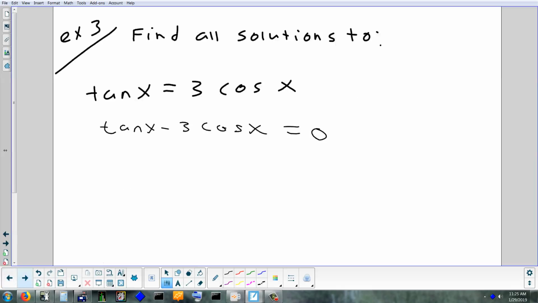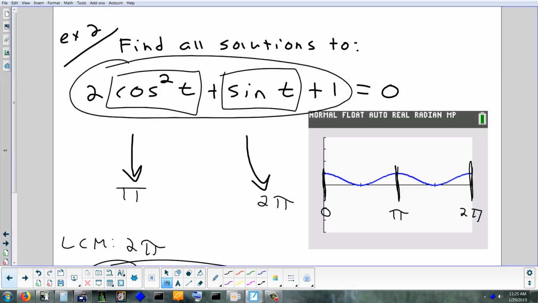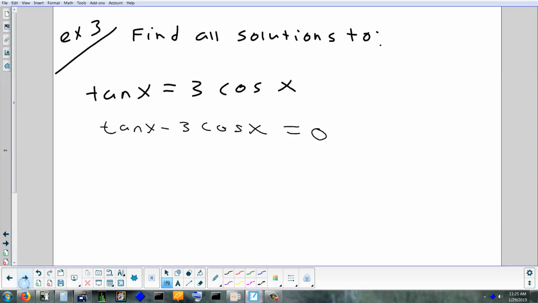Gabe, how many periodic terms do I have on the left? 2. There's 2 terms there that are going to have their own periods. There was also 2 in this one. 1 is not a periodic term. That's a constant. Never changes. But that's a periodic term. And so is that.